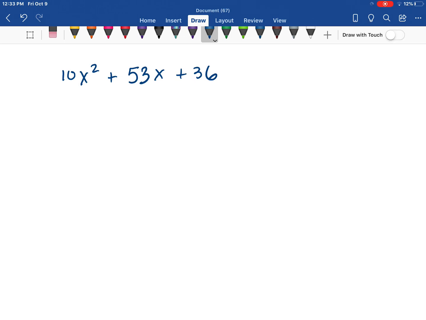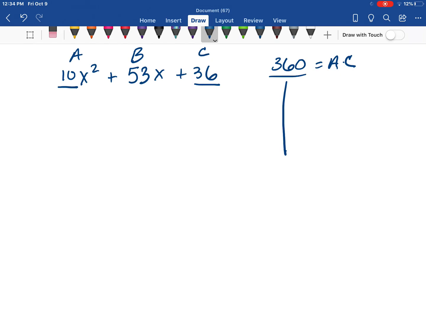In this video, I'm going to demonstrate the AC method for factoring a trinomial. For the AC method, you take your coefficient of A and your coefficient C. Remember, when it's in descending order, your coefficients are A, B, and C in order. You take your A times your C, which in this case would be 10 times 36, and that would give you 360. So that's your A times C.